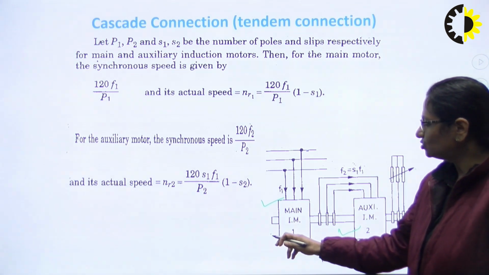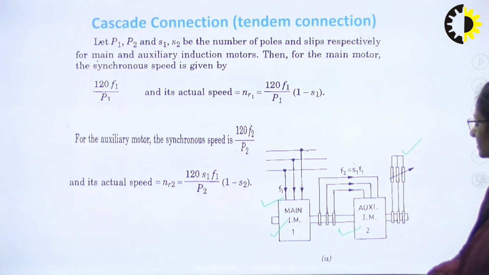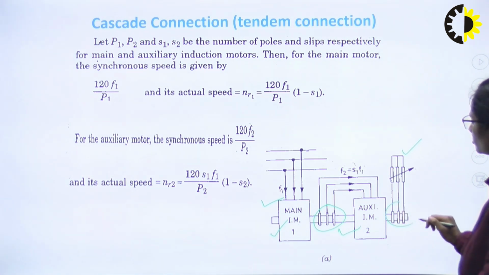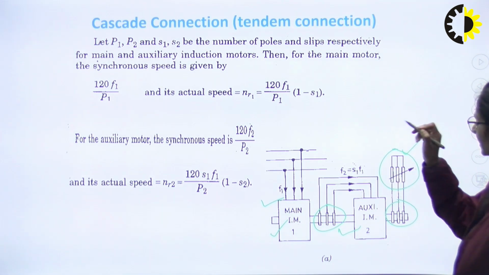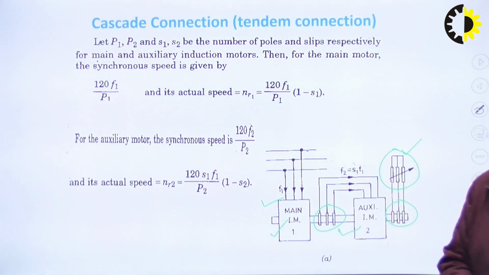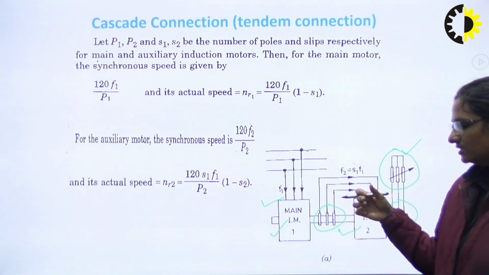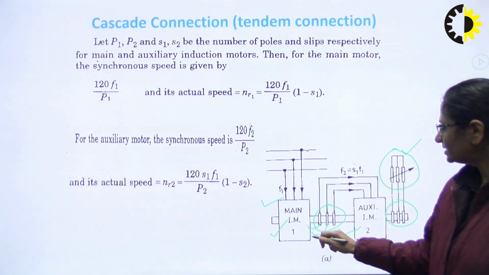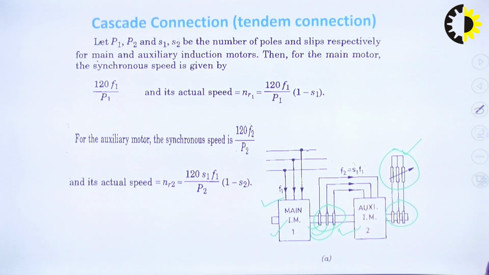This motor is a wound rotor induction motor, and in this particular scheme, the second motor as well is a wound rotor or slip ring induction motor. These are the slip rings of the first motor, these are the slip rings of the second motor, which is the auxiliary motor. An external rotor circuit resistance is connected in the rotor of the auxiliary motor, and the output of the first motor, in the sense the power is extracted, the rotor terminals are brought to the slip rings. To the same slip rings, the stator terminals of the auxiliary motor are connected. This type of connection is said to be the cascade connection.